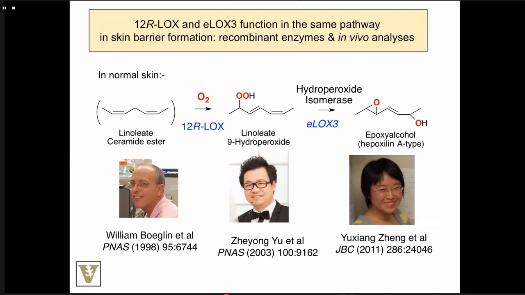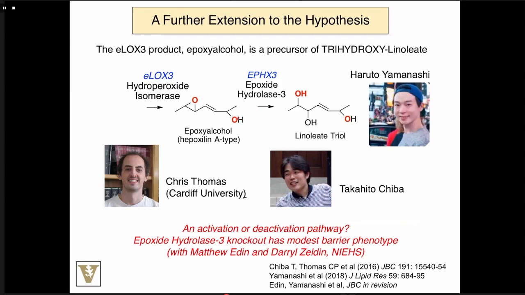Well, the pathway side of it we have worked out over the years. First of all, Bill Boglin cloned the 12-hour lipoxygenase and showed its activity. Jiong Yu here showed the activity of ELOX3, that it's a hydroperoxide isomerase. So here's the linoleate ester, the ceramide, going to the 9R hydroperoxide. ELOX3 converts this to the epoxy hydroxy derivative. And Ushan here showed that these reactions happen on EOS ceramide using the recombinant enzymes, and she found those specific oxidized products in normal skin and absent in the skin of the 12-hour LOX knockout. So we know these reactions occur on EOS ceramide and are, for some reason, super important in keeping the skin intact.